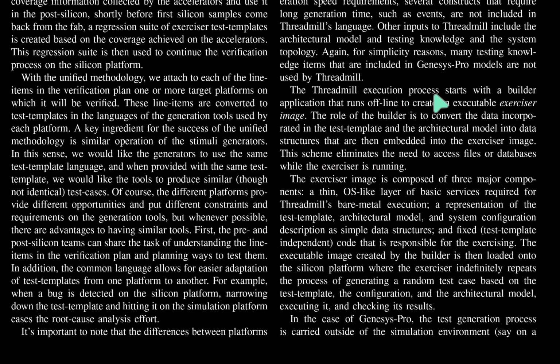The Treadmill execution process starts with a builder application that runs offline to create an executable exerciser image. The role of the builder is to convert the data incorporated in the test template and the architectural model into data structures that are then embedded into the exerciser image. This scheme eliminates the need to access files and databases while the exerciser is running.